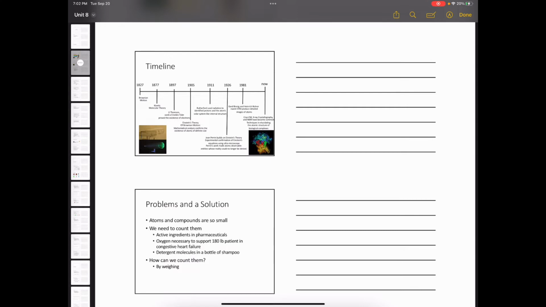Up until nowadays, many technologies have been developed from 1981 up until now, including X-ray crystallography and NMR. Some of those technologies are really common and used by labs every single day to study atoms and molecules, and to identify atoms and molecules.